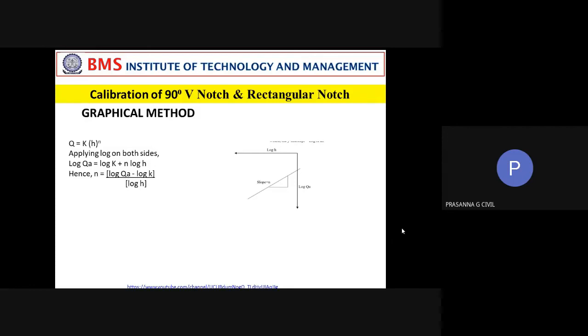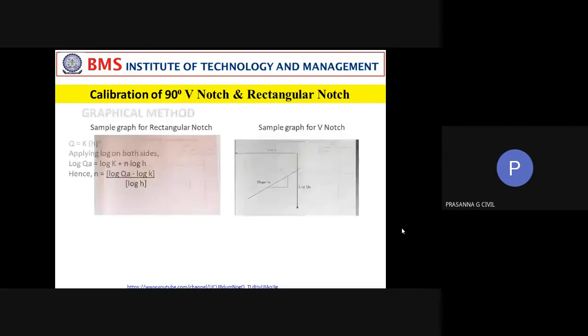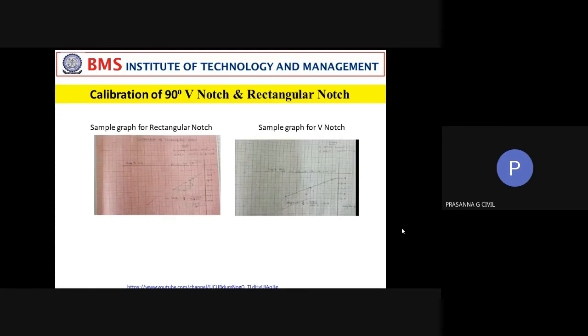Two sample graphs are recorded here, one for the rectangular notch and one for the V notch, where the value of n is shown for both V and the rectangular notch. Thank you.